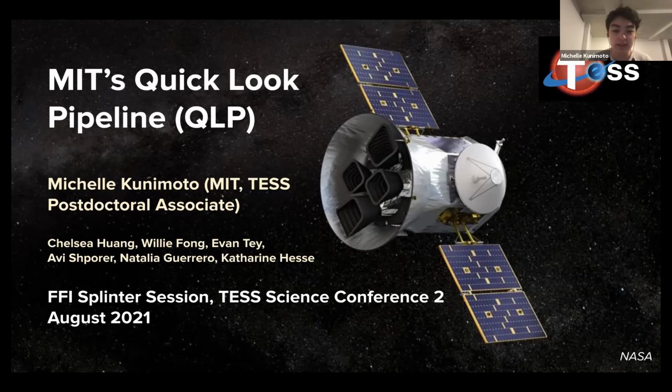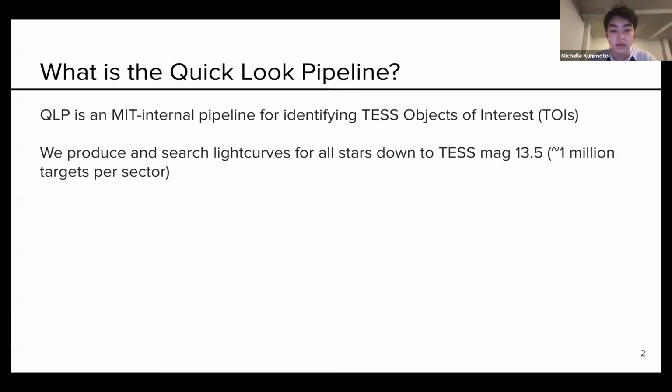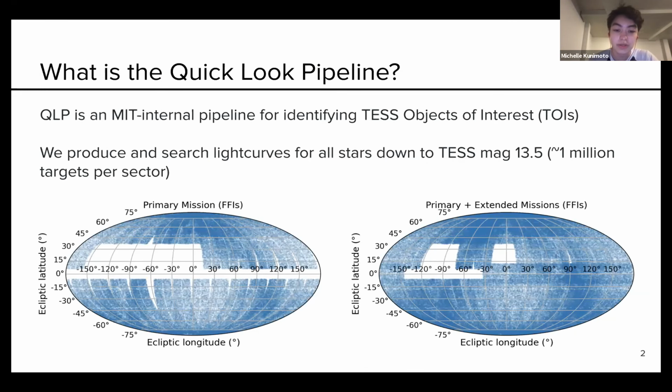I'd like to begin by recognizing my fellow QLP team members listed here, who all help keep QLP operating essentially 24/7 and contributing to tons of TESS science. For those of you who are newer to TESS, QLP is MIT's pipeline focused on identifying new TESS objects of interest, or TOIs, from FFI observations. Our pipeline goes all the way from essentially the raw FFIs to triaged planet candidate reports. Our targets are all observed stars down to a limiting magnitude of 13.5, which comes out to about 1 million stars per sector.